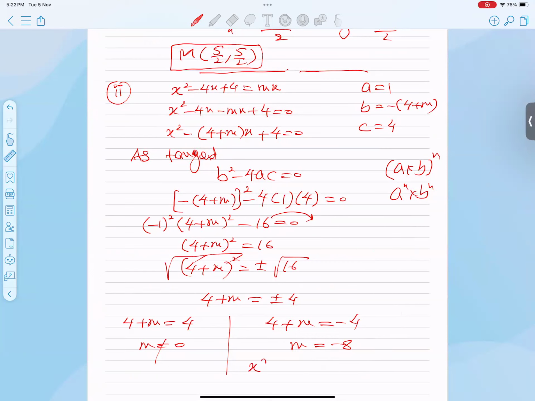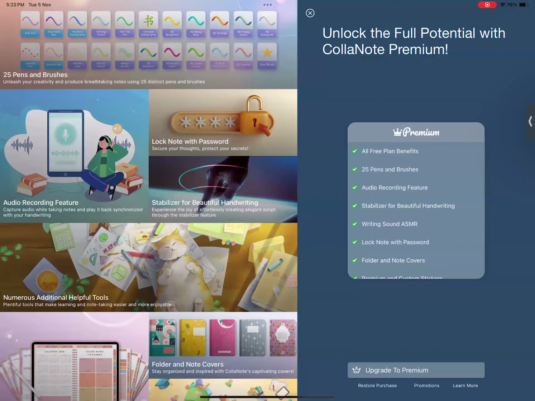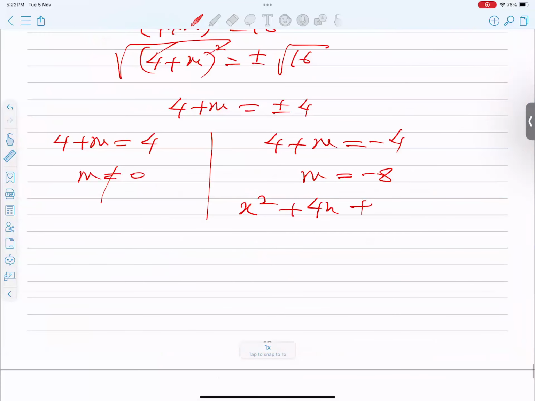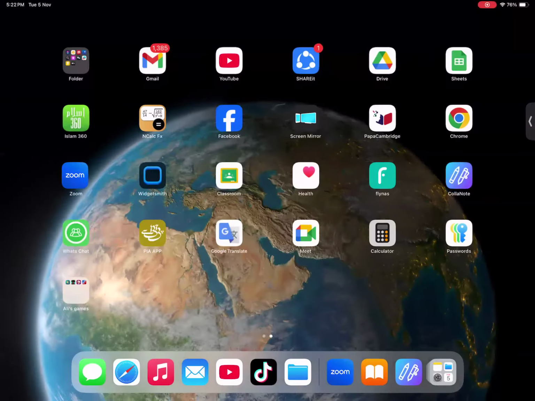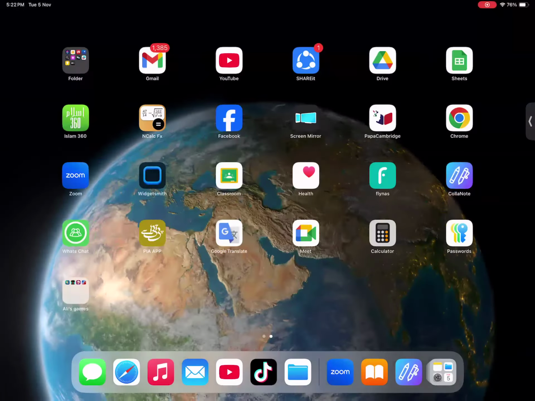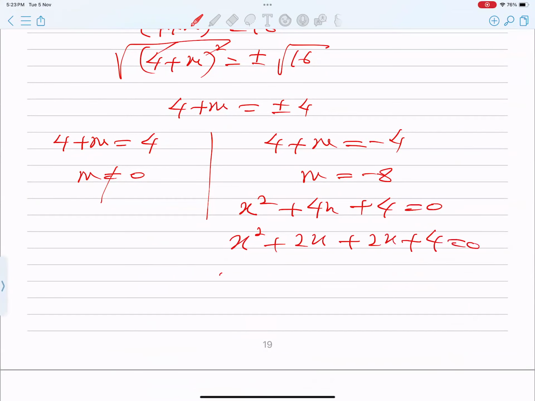I get x squared. When I plug in negative 8 in this place, 4 minus 8 is negative 4. Repeat my words: 4 minus 8 is negative, and negative times negative is positive. So I got a positive 4x and plus 4 equals 0. Now factorization or quadratic formula. I'm going to apply factorization, and have a look now. Plus 2x and plus 2x and plus 4 equals 0. I have taken x common and I got this 2 common. x plus 2 is equal to 0.